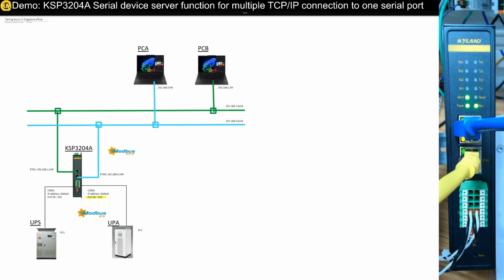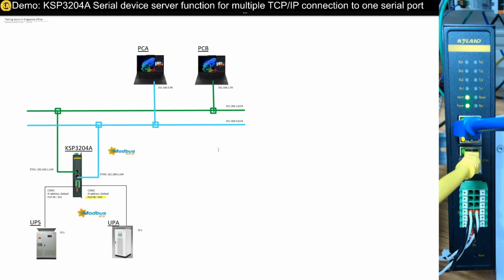At the same time, it's also able to reach out to port 2 of UPA, sorry. Similarly, PCB is able to reach out to UPS and also UPA. Notice PCA is connecting to a different subnet of dot 0, and this one is connecting to a subnet of dot 1. So how am I going to do that?